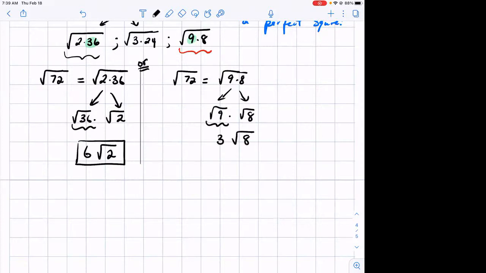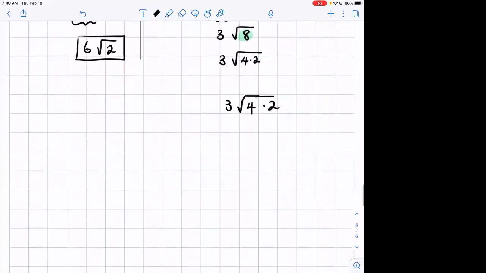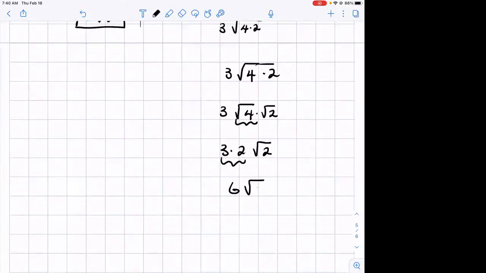And this is the reason I said earlier, always look at this to see if you can simplify. Well, 8 can be simplified. 8 is the same as 4 times 2. And then once again, if we have 3 times the square root of 4 times 2, you could rewrite this as the square root of 4 times the square root of 2. The square root of 4 is 2. So we have 3 times 2 square root of 2, and 3 times 2 becomes 6 root 2.